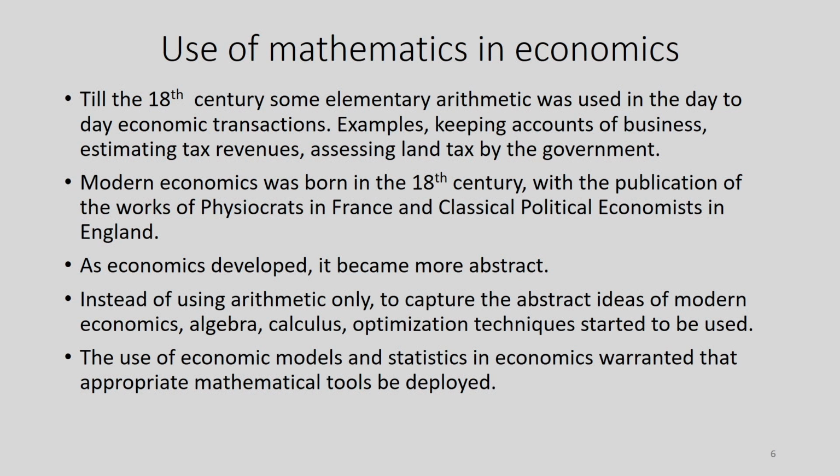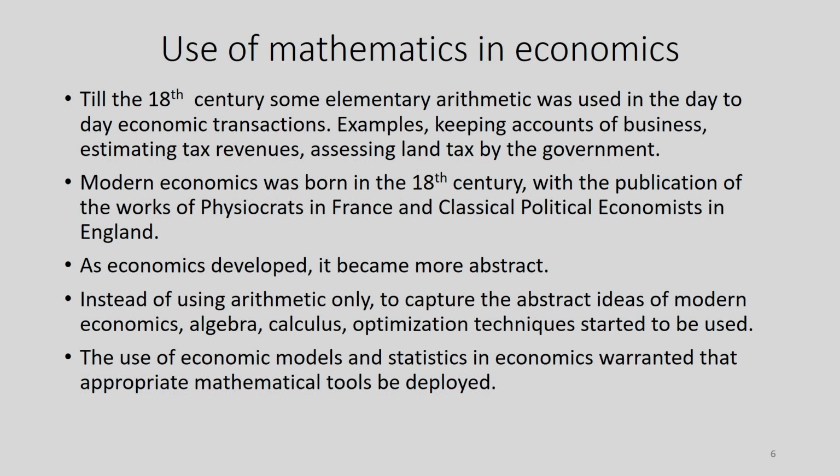That is also the time when the Industrial Revolution took place in England, and this is the time when the modern economics was also taking its shape, and it took its shape with the publication of the works by a group of economists called the physiocrats in France. This is 1760s and 50s, just before the French Revolution, and also by the what are known as the classical political economists in England.